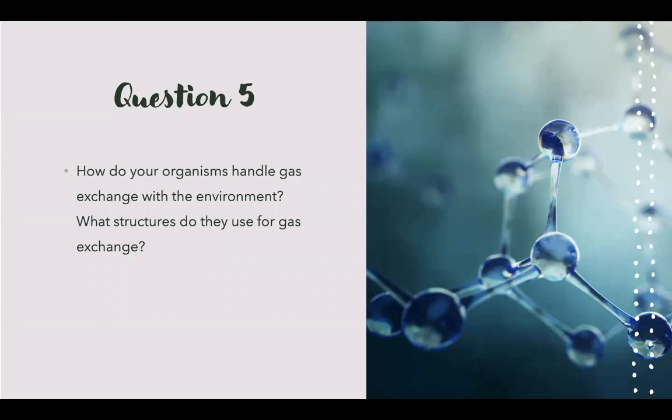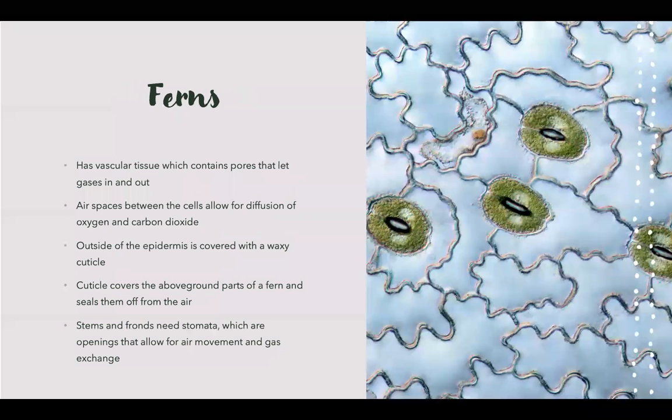Question 5 asks, how do your organisms handle gas exchange with the environment? What structures do they use for gas exchange? The fern has vascular tissue which contains pores that let gases in and out. Air spaces between the cells allow for diffusion of oxygen and carbon dioxide.